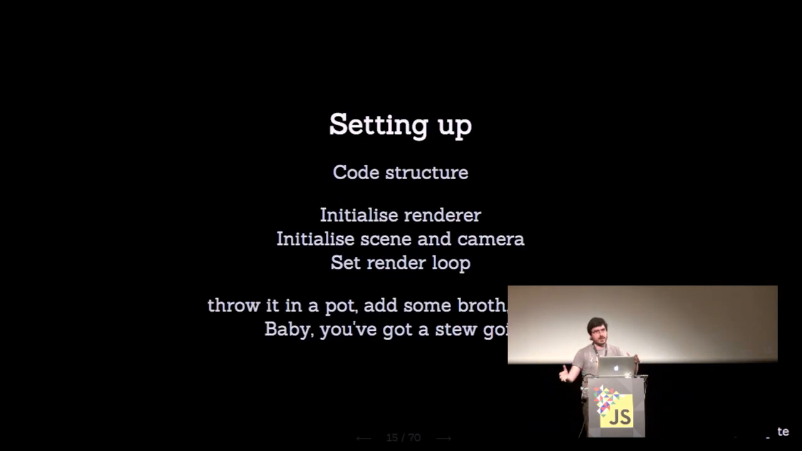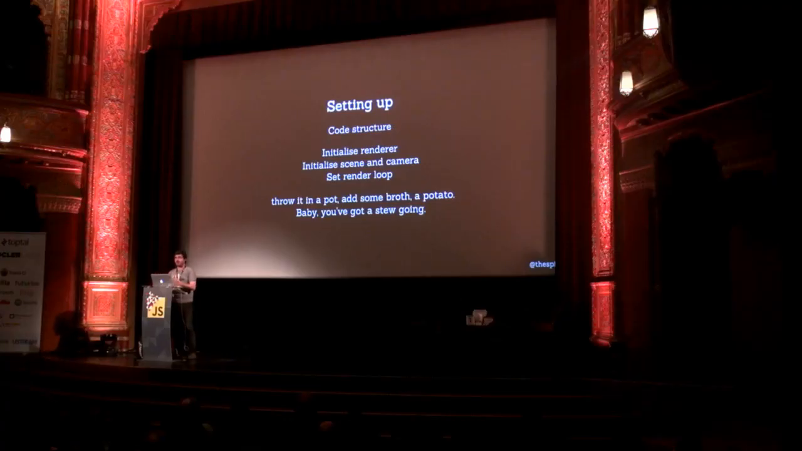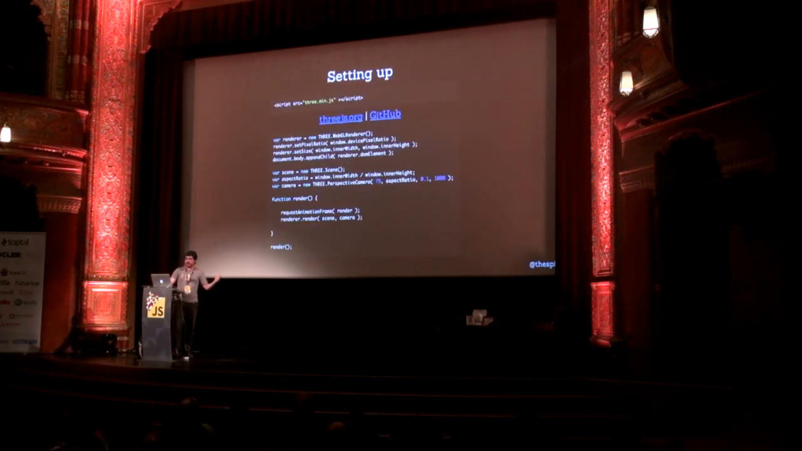So how do you start? You have to set up. You've seen a bit of this before in the previous talk about WebGL. Basically, your code structure is: you initialize your renderer, then you set up your scene, and then you just run through the animation loop. That's basically everything you have to do. So this would be the code. You've seen something similar before.